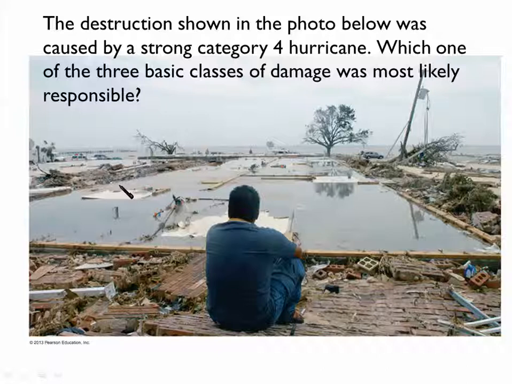So we have this picture here, and it's showing some destruction caused by a strong Category 4 hurricane. Which one of the three basic classes of damage was most likely responsible? So what are our different options for our classes of damage? We could have wind-related damage, we can have flooding, and we can have the storm surge.